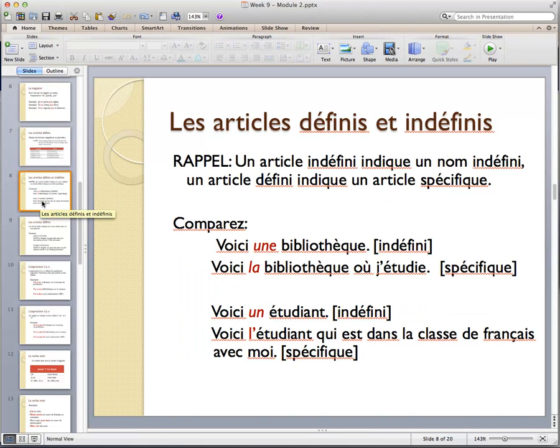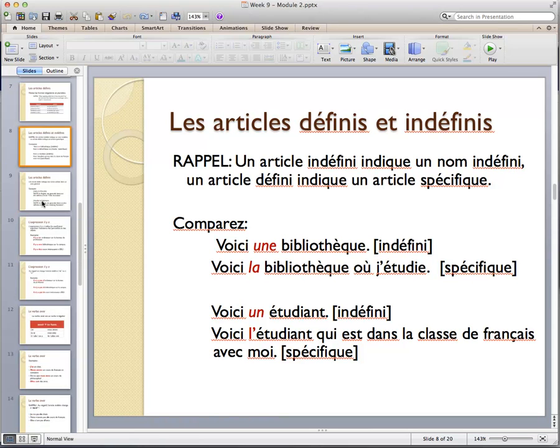Comparer. Voici une bibliothèque. We talked about indefinite articles in Module 1. We said that an indefinite article represents something that is not specific. It's indefinite. Here is a library. We don't know which library, just a library. But the second one, voici la bibliothèque où j'étudie, is more specific. Here is the library where I study.